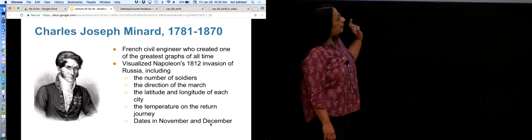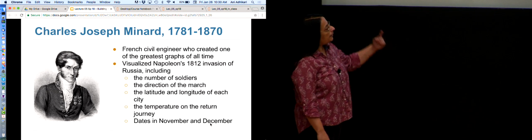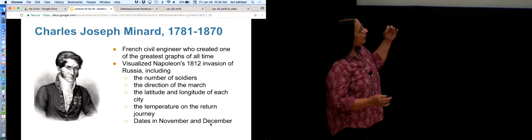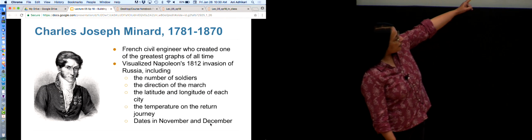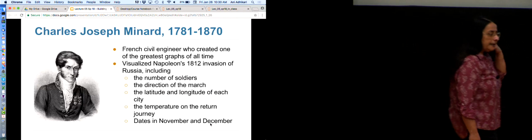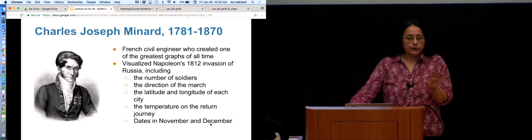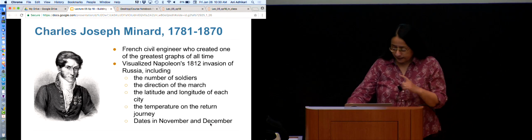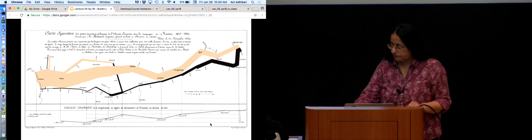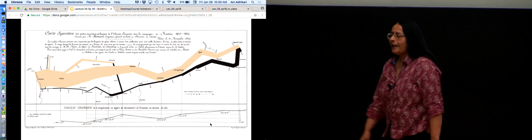This visualization in one simple map displays 6 variables: the number of soldiers, the direction of the march, the latitude and longitude, so latitude and longitude are 2 variables, the temperature on the return journey, it was cold, and the dates in November, December. Let's take a look at a map. You have seen John Snow's map. That is one of the classics of data science, and here's the other one. Beautifully hand-drawn, just exquisite. Okay, so let me tell you what's going on here, right?